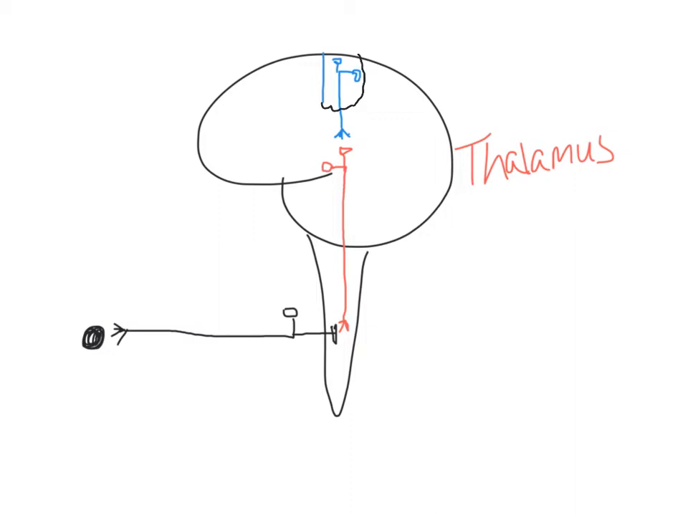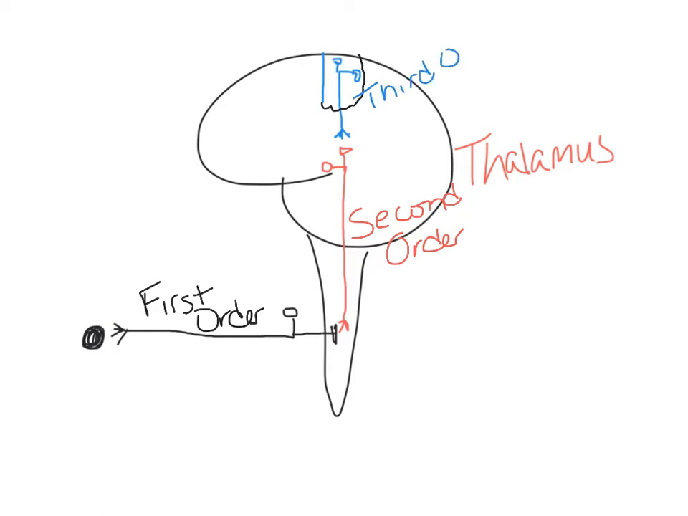And we're going to name these three neurons. The first neuron is going to be called the first order neuron. The second one is going to be called the second order neuron. Pretty original. And the third one is called the third order neuron. Okay, so both the second order neuron and the third order neuron are completely in the central nervous system. But that first order neuron starts at the receptor and then ends somewhere in the central nervous system. Okay.